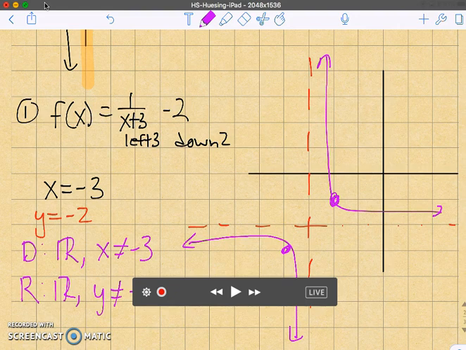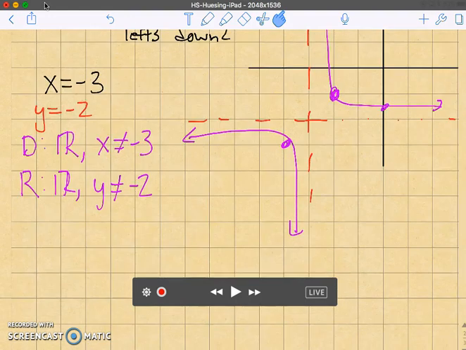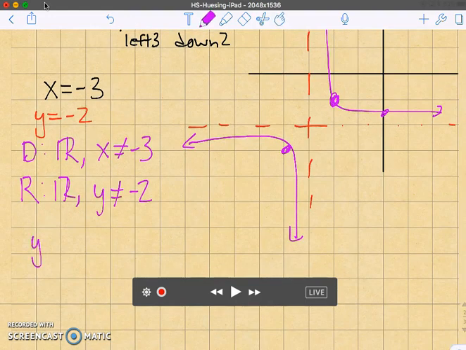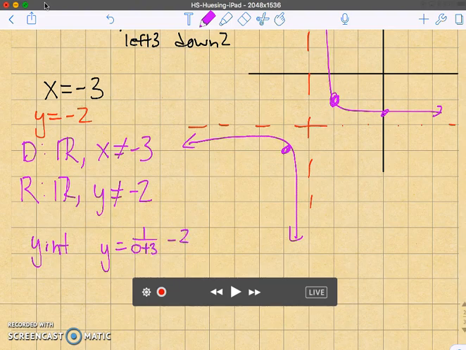And now a couple things here. We could also find our y-intercept. If I wanted to know exactly where this is, the y-intercept's easy to find because all we do is plug in 0. So for our y-intercept, we'd say y equals 1 over 0 plus 3, minus 2. So 1/3 minus 2, that'd be -1 2/3. So that's where that coordinate right here is, we could label that as 0, -1 2/3.